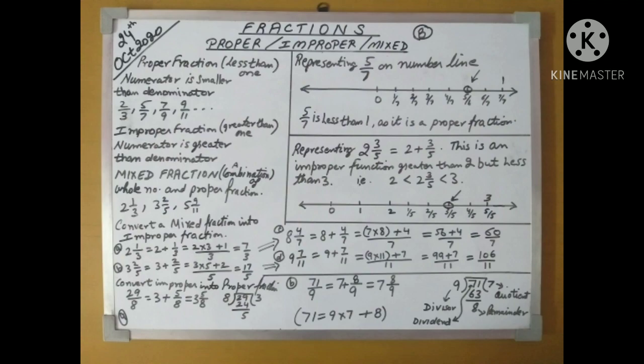You can see another example also, 29 by 8, which is equal to 3 plus 5 by 8, which is written as 3 5 by 8. Why we call it a mixed fraction? If you see 3 5 by 8, 3 is a whole number and 5 by 8 is a fraction. That's why we call it a mixed fraction.